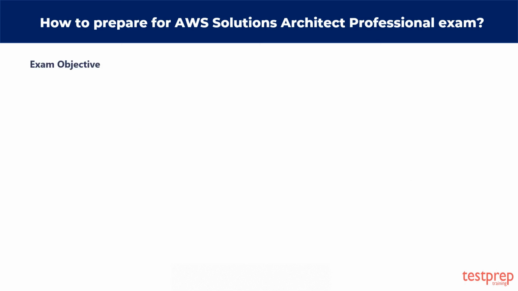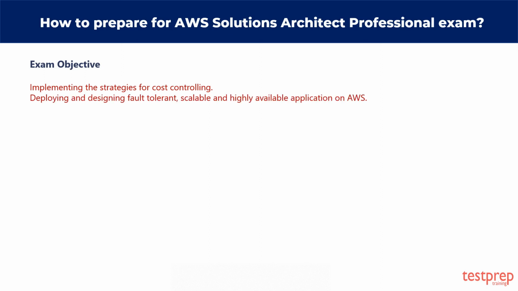Exam objective. Individuals taking this exam are validated using the following abilities. First, implementing strategies for cost controlling. Second, deploying and designing fault-tolerant, scalable, and highly available applications on AWS. Third, selecting the most appropriate AWS services for designing and deploying applications based on requirements.